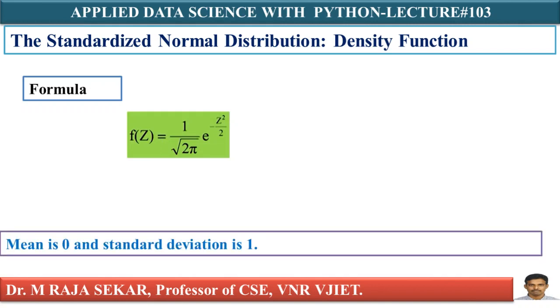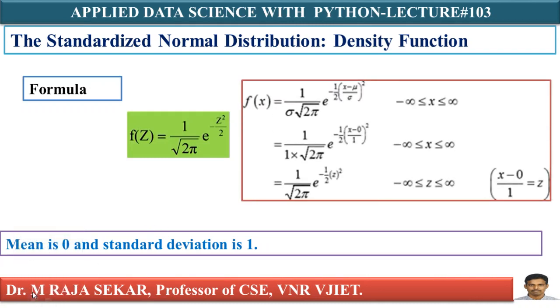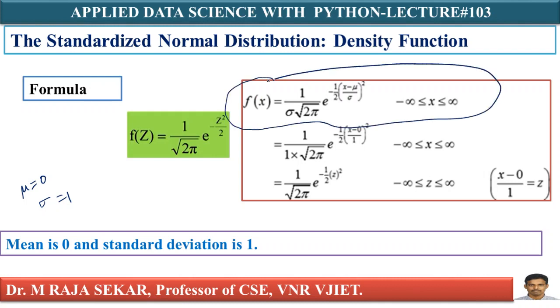What is standardized normal distribution? As I told you, standardized normal distribution means your mean must be 0 and your standard deviation must be 1. What does it mean? Mu equal to 0 and sigma equal to 1. What is my normal distribution probability density function? This is normal distribution probability density function. F of x equal to 1 by sigma into root 2 pi e power minus 1 by 2 into x minus mu by sigma whole square.